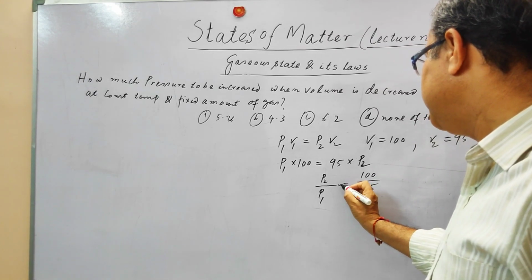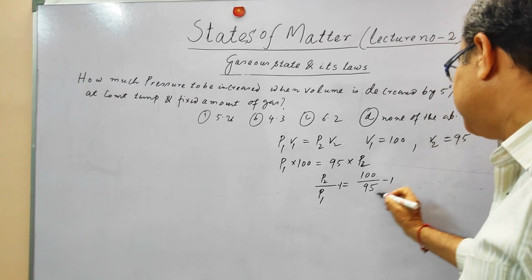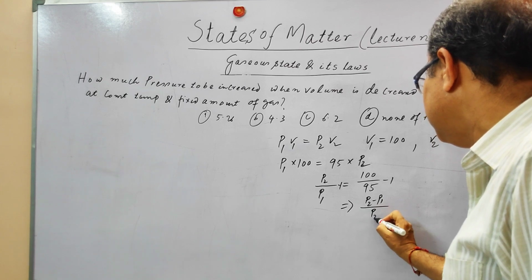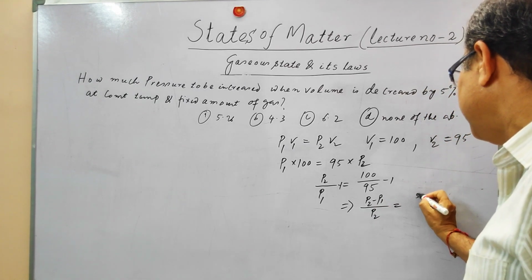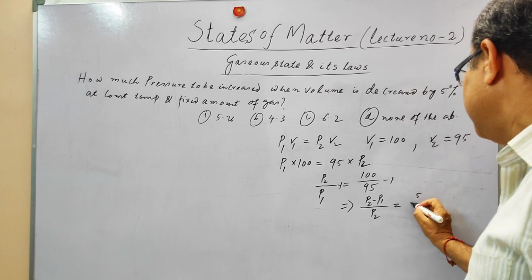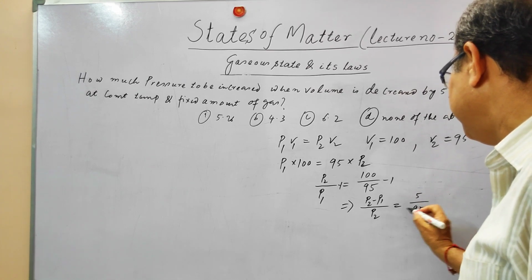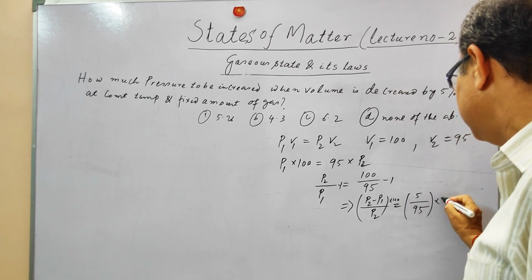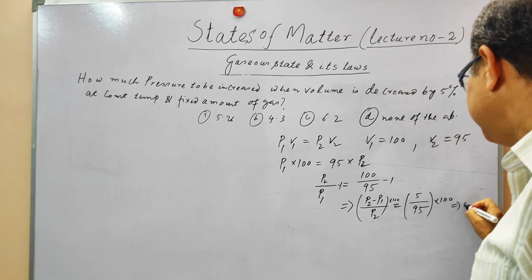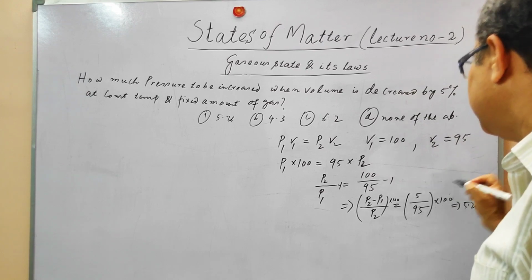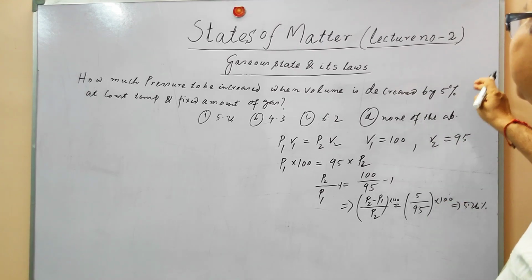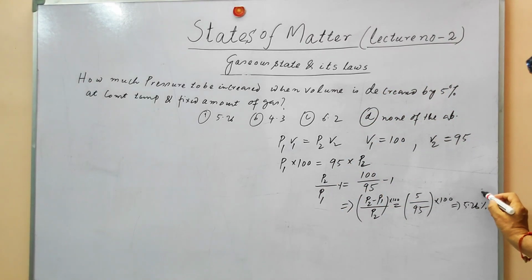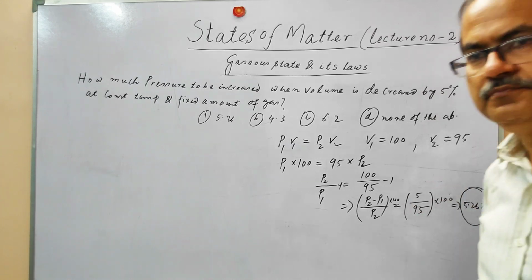So what we'll do is subtract 1 from both sides. It will give (P2 minus P1) by P1, and this gives 5 by 95. If we express this as a percentage, we get 5.26%. So for a 5% decrease in volume, we have to increase the pressure by 5.26%. Okay.